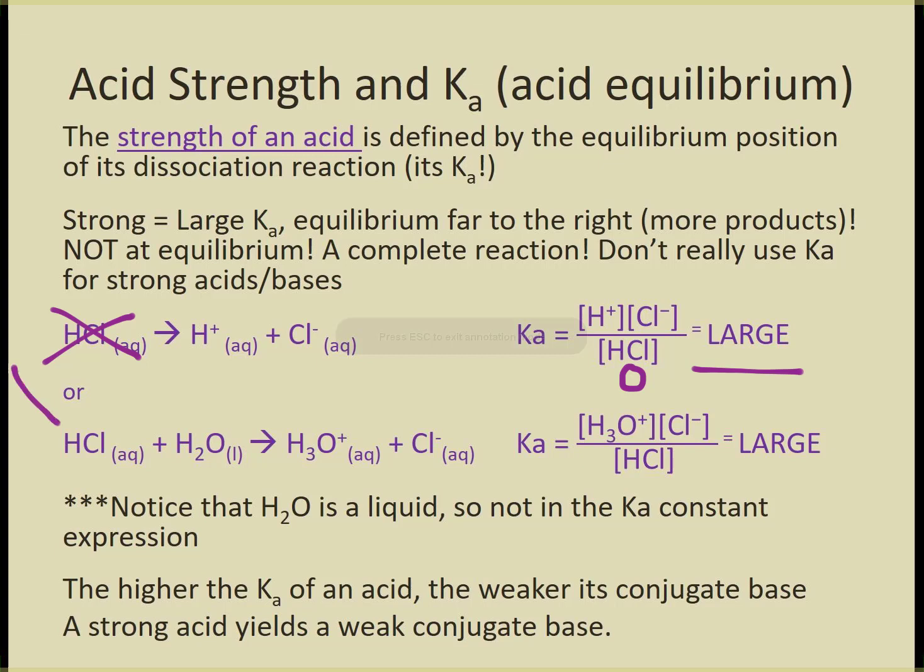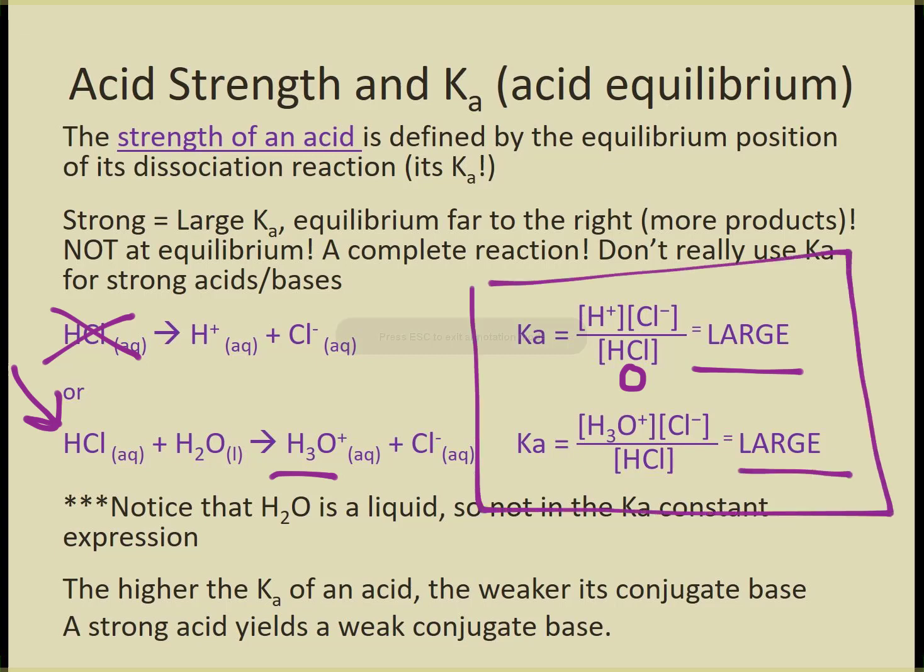And that is if we have hydronium instead of the hydrogen ion. But either way, it's going to be large. Notice that these end up being the same thing, and that's because we don't put liquids in our equilibrium constant. Remember, products go on top, reactants go on the bottom. And anytime we have a strong acid, it's going to go to completion. We're essentially dividing by 0. It's going to be an undefined, very large number.